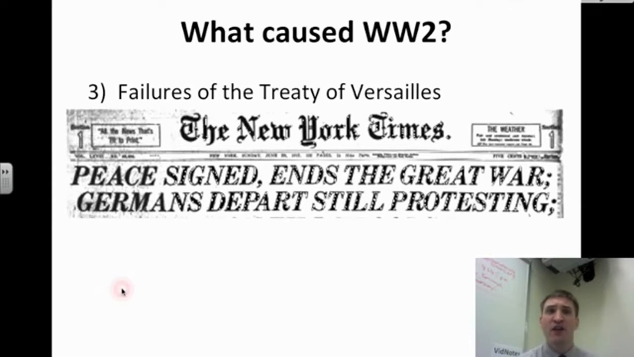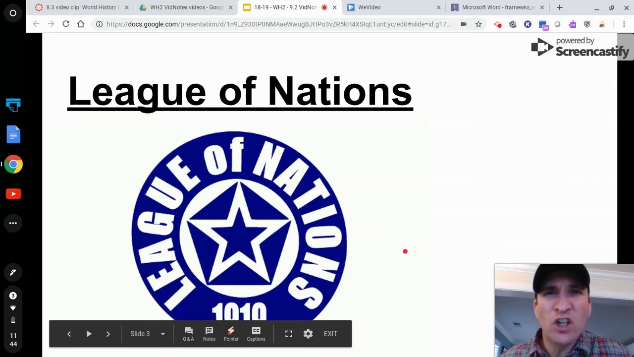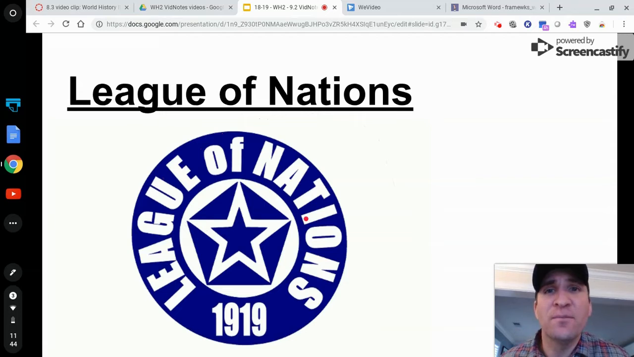Number 3, the failures of the Treaty of Versailles that we have talked about. Also, the weakness of the League of Nations. Here's Woodrow Wilson. He created the League of Nations. But in this cartoon, everyone is throwing tomatoes at him. Now, let's talk more in depth about the League of Nations. In fact, let's kick it over to Mr. Deegan.